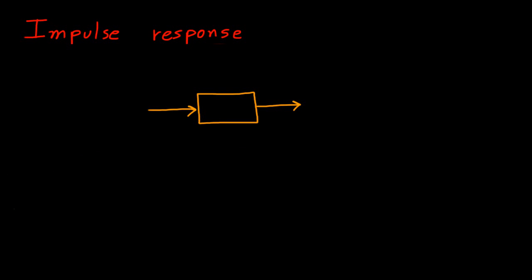The second approach to the concept of transfer function, the second way in which we can define and interpret the transfer function, arises from the ideas of the impulse response, and also the operation of the convolution.